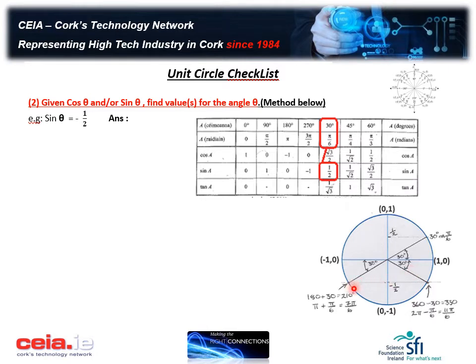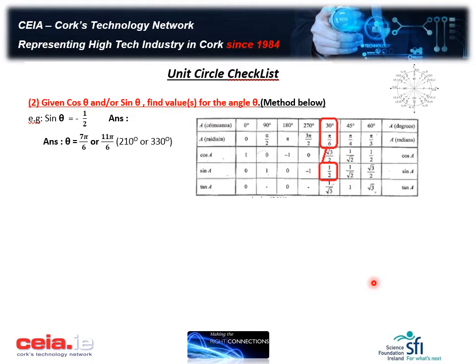But the other place that sine equals minus a half hits the unit circle is here, and we can think about this as pi plus pi over 6, or 7 pi over 6. So our answers are theta equals 7 pi over 6 and/or 11 pi over 6. And it's important to remember that there are usually two answers to questions like this. And it's probably a good idea to give your answers in both radians and degrees unless asked otherwise.